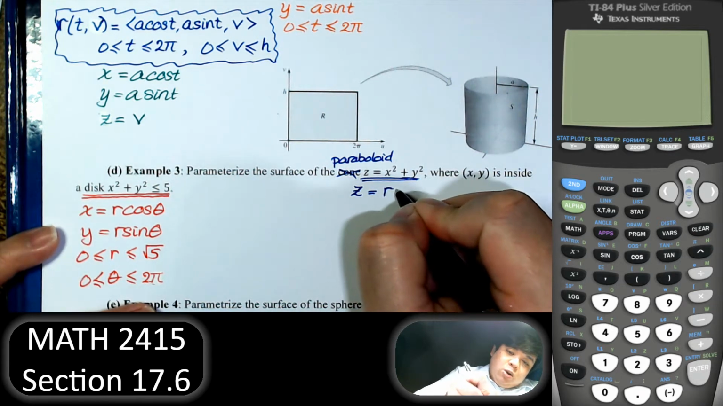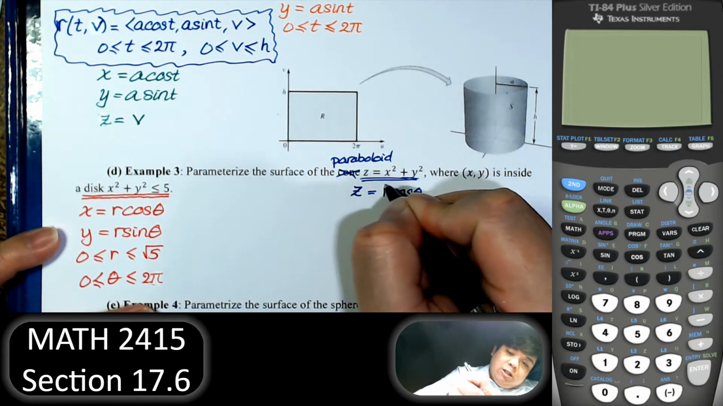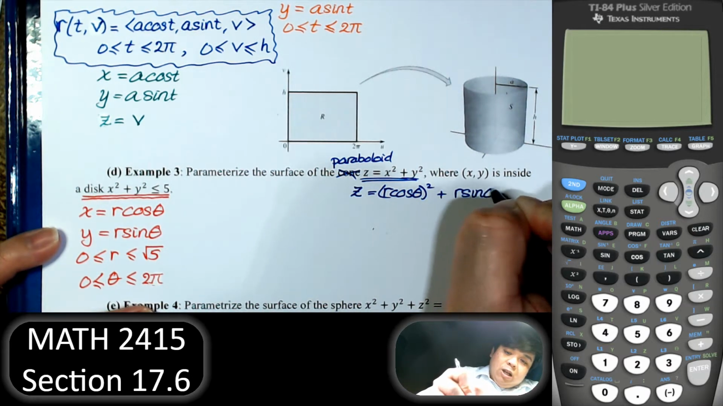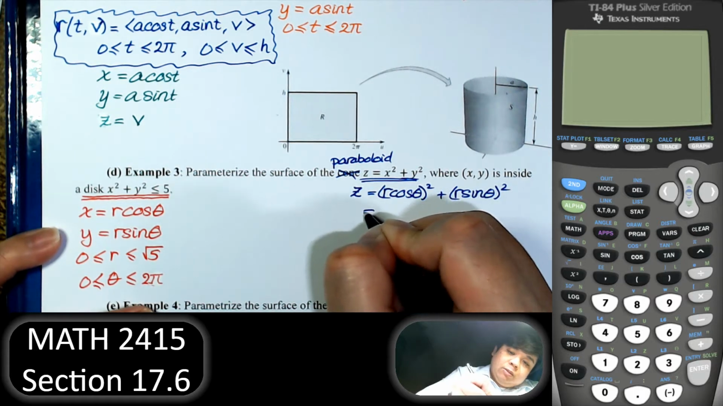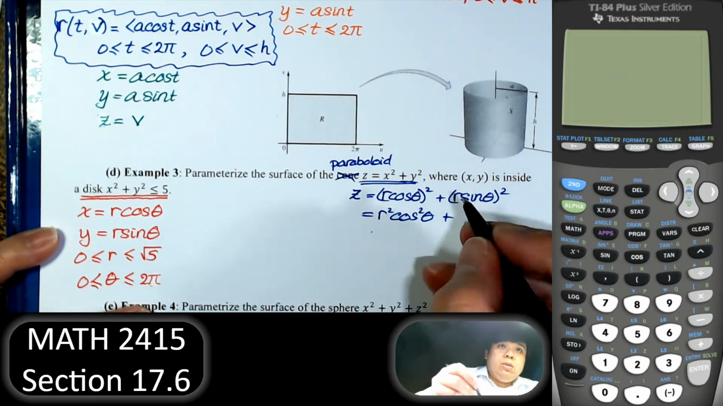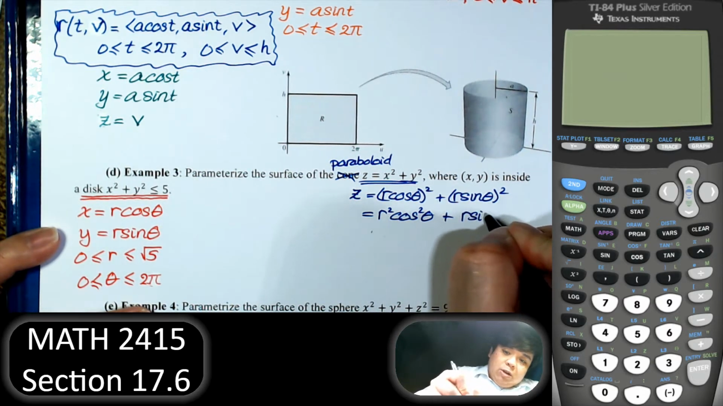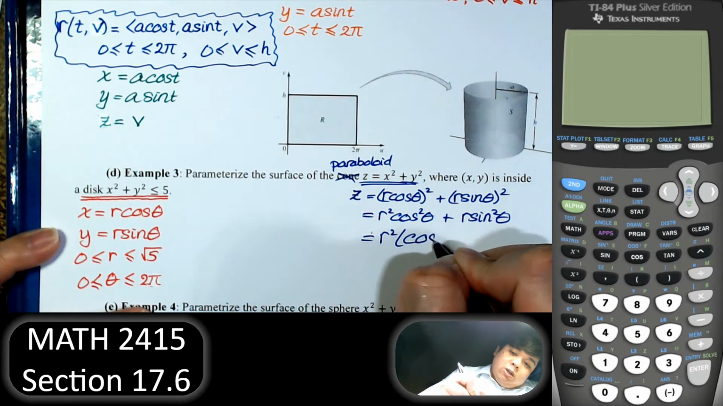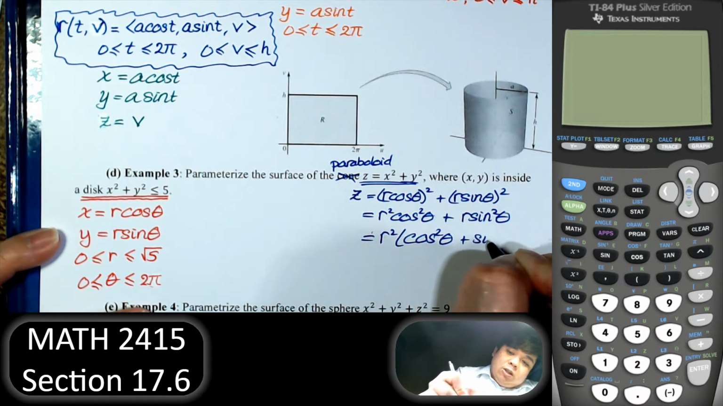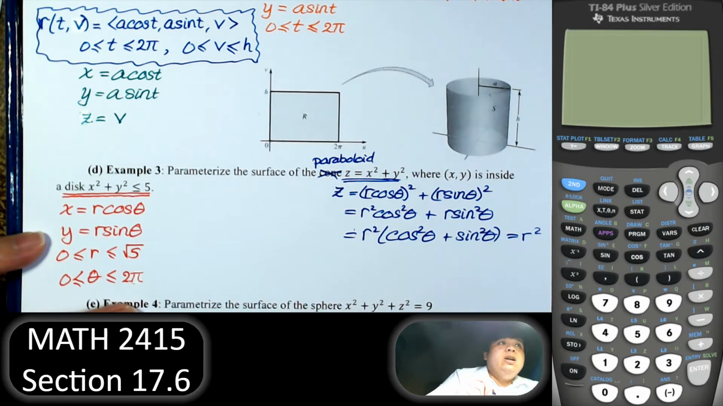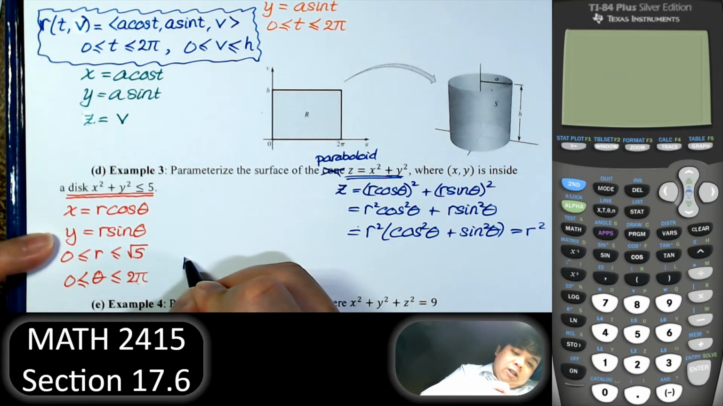is r cosine theta squared plus r sine theta squared, and sine squared plus cosine squared is 1. So we just have r squared times cosine squared plus sine squared, equal to r squared. Bottom line is we have the parameterization.